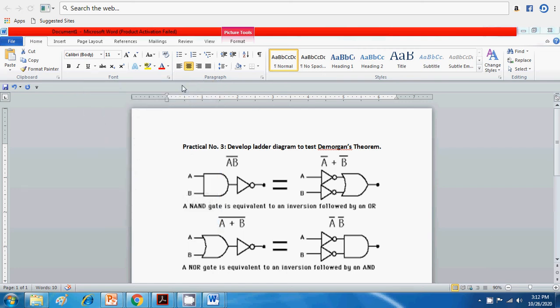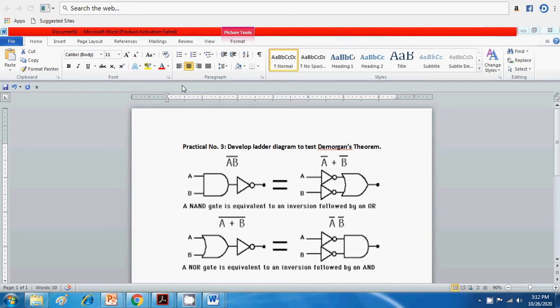Hello students, in the last practical, that is practical number 2, we have seen how to implement the logic gates in the PLC simulator. We have seen one example for the AND gate. We have tested the truth table for AND gate in the PLC simulator. You can also test the remaining logic gates in that simulator.